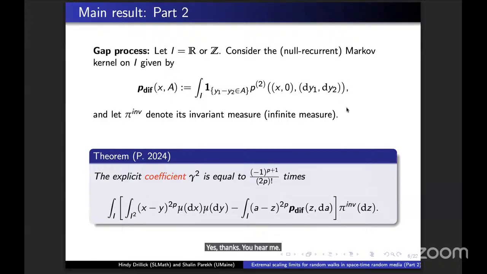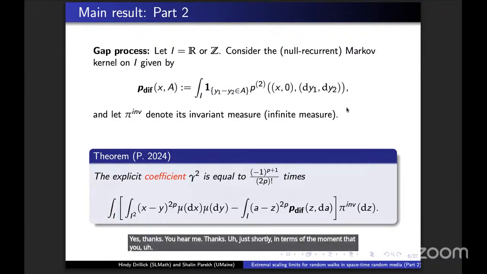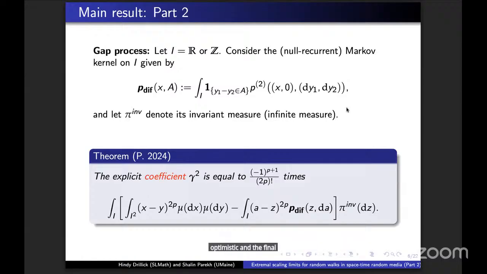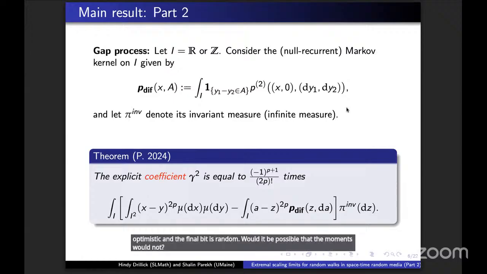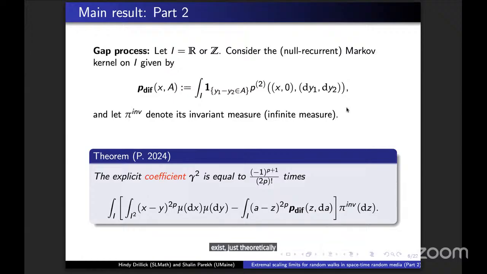Yes. Thanks. Just shortly, in terms of the moment that you described for the problem, where you have p minus 1 deterministic and the final bit is random, would it be possible that the moments would not exist, theoretically? And what to do if the moments would be nonexistent? Thanks.